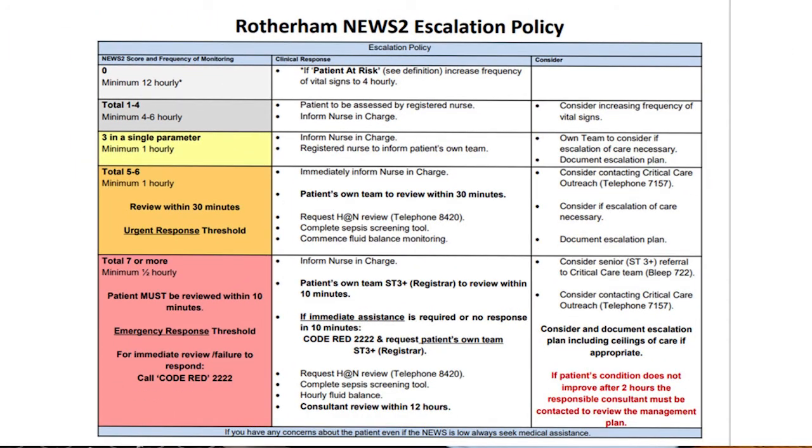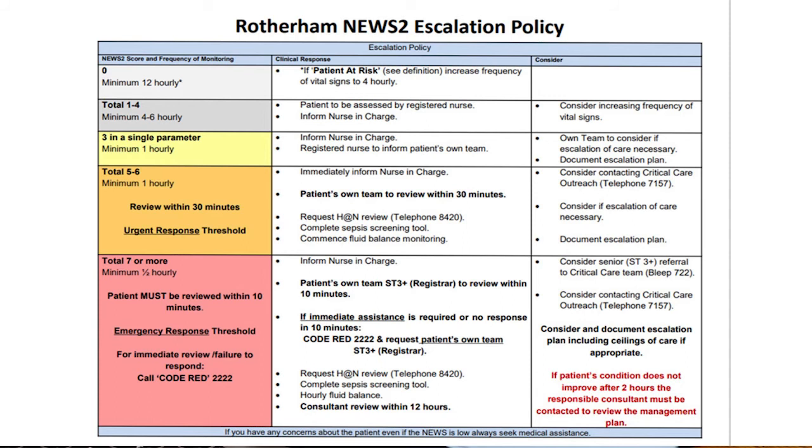When a patient scores a 3 in one parameter, they should be on a minimum of hourly observations, as again, it is a sign that the patient may deteriorate further. Their own team should come and see them as soon as possible, and we should make sure that those patients have an escalation plan documented.